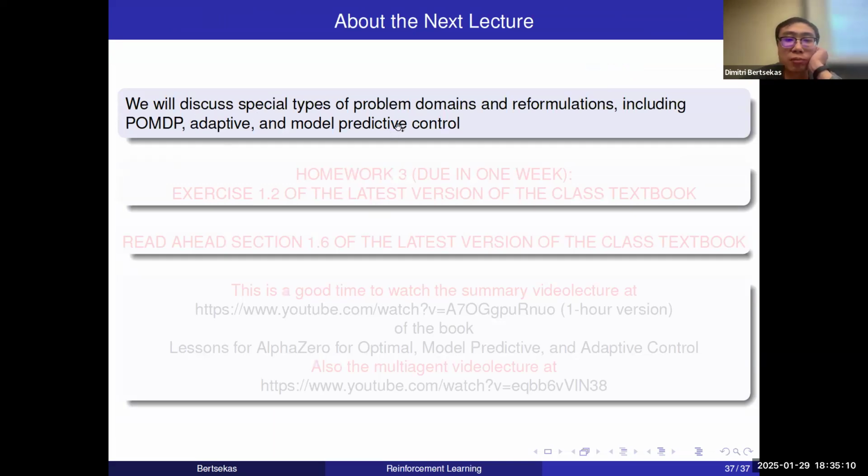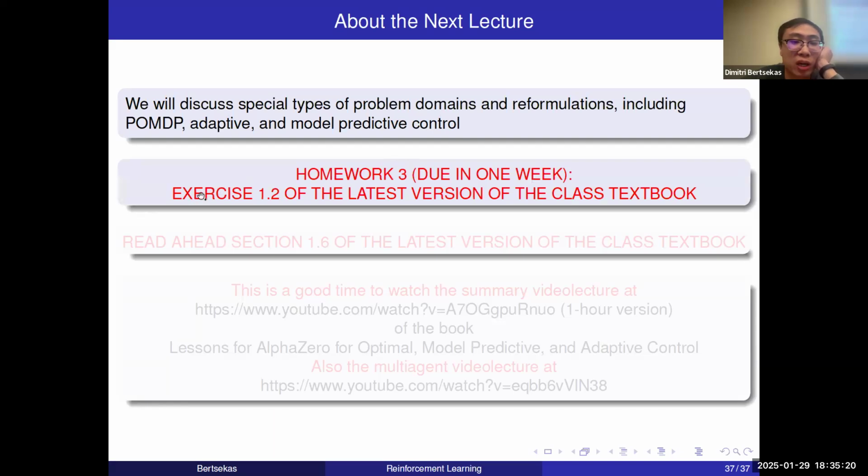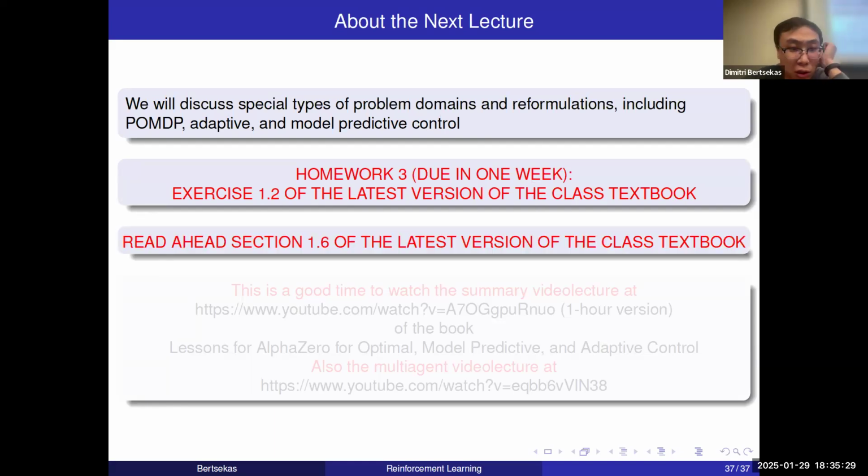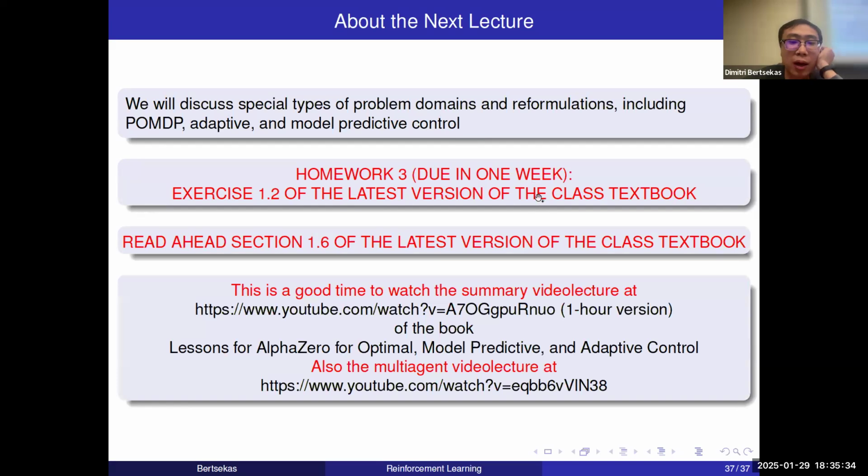We'll discuss special types of problem domains and reformulations, including POMDP, adaptive and model predictive control in the next lecture. Your homework 3, which is due in 1 week, is exercise 1.2 of the latest version of the class book. And you are encouraged to read ahead section 1.6 of the latest version of the class textbook. And it is a good time to watch a summary video, as well as the other textbook that covers a lot of theoretical ground. All right. Thank you for your time.